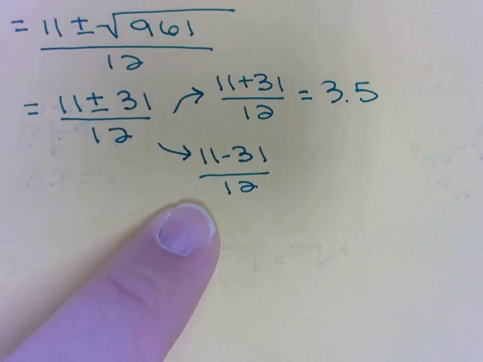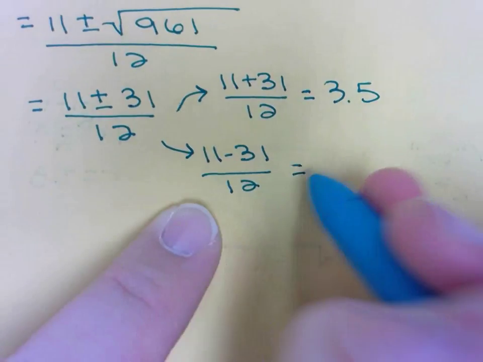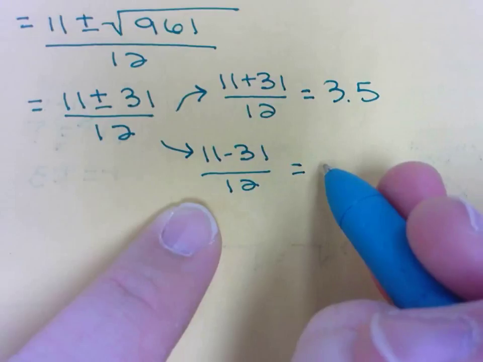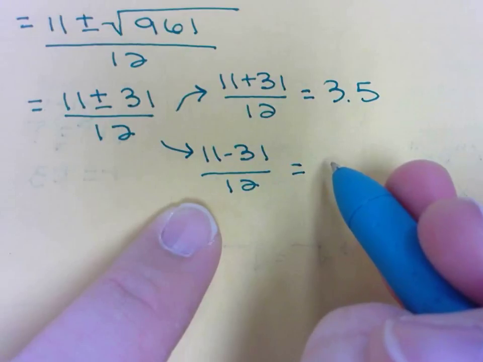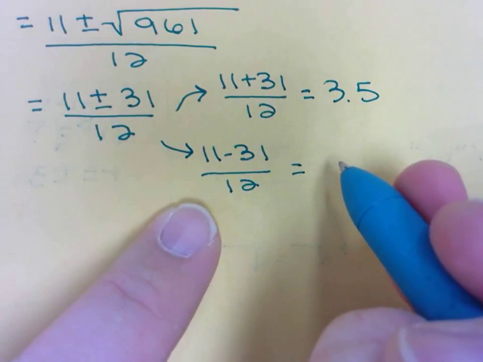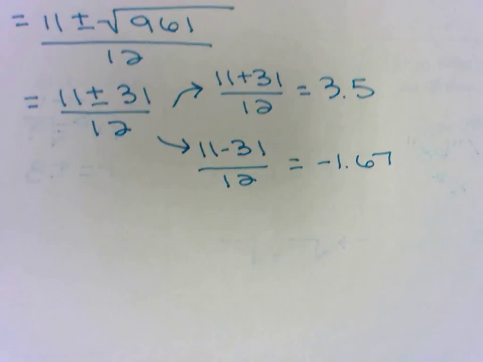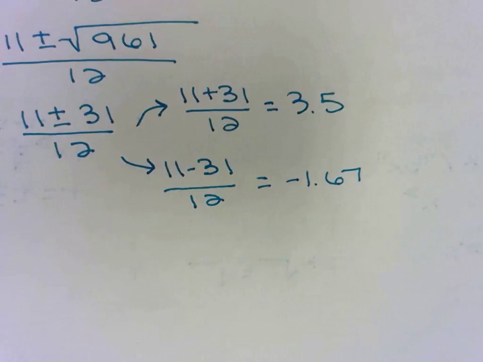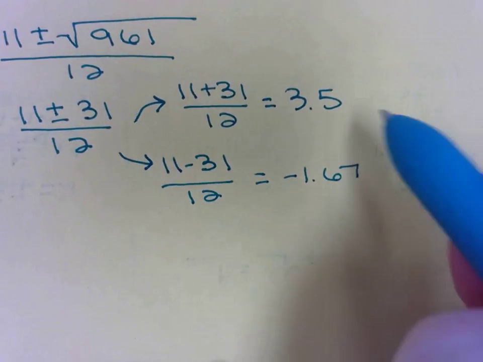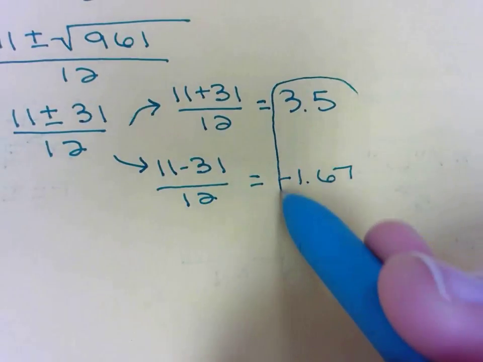What's 11 minus 31 divided by 12? If you guys aren't doing this, you're not practicing. I'm tired of you. Some of you guys are just sitting there. Negative 1.67. And then you complain because you don't know how to do it. Well, if you're not doing it with us, it's not going to help you. So those are your two answers.